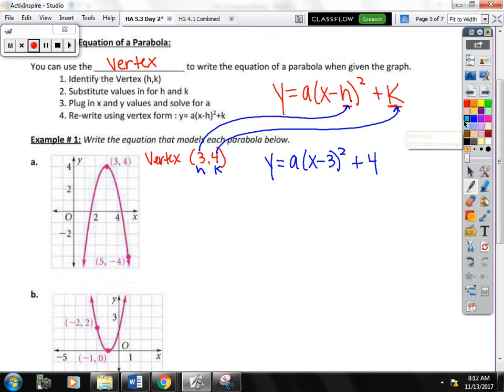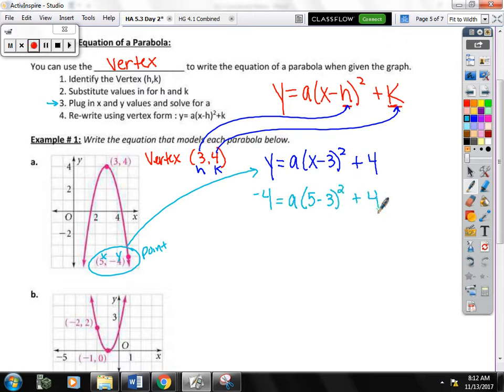So the third step: we're going to plug in the values of x and y for another point that they've given me. So this is not a vertex, this is just a point. So this is an x value and this is a y value. We'll plug those in. So we'll have -4 equals a times the quantity 5 minus 3 squared plus 4. We want to simplify first, and then we'll solve for a.